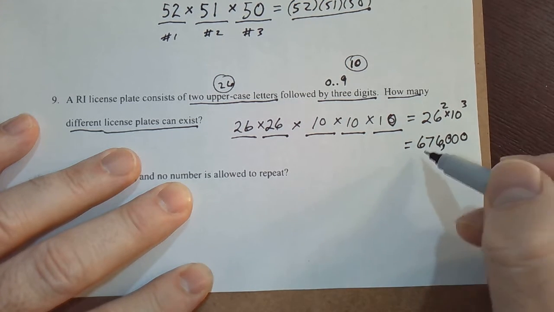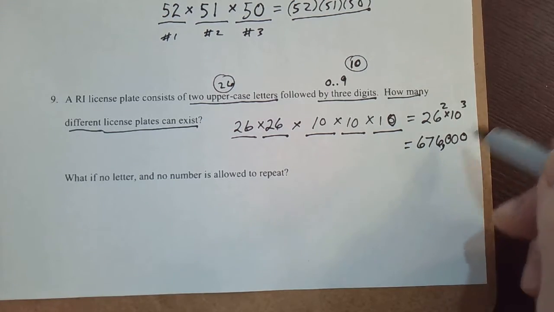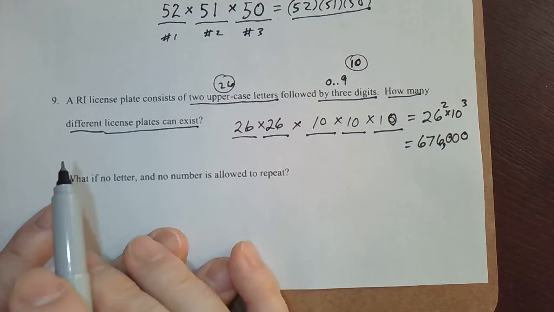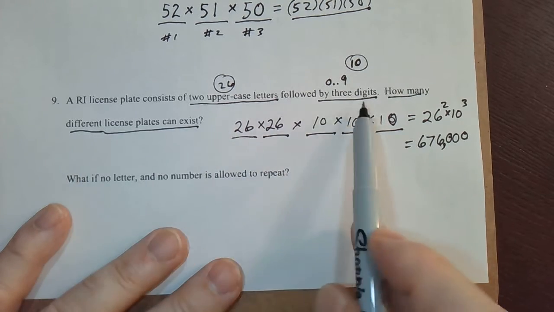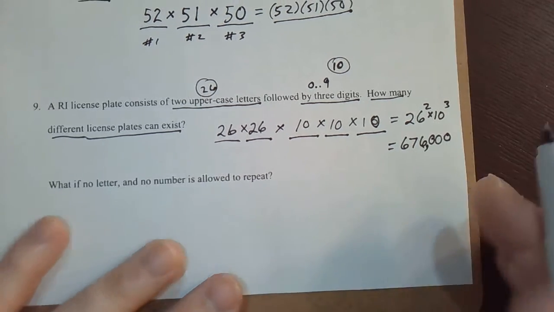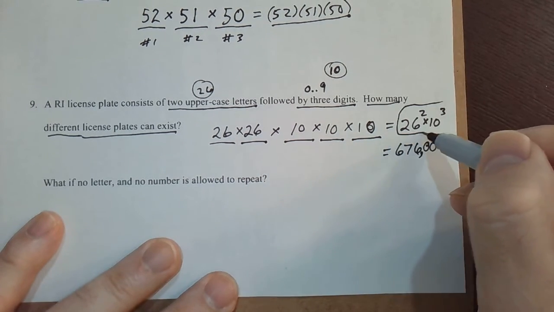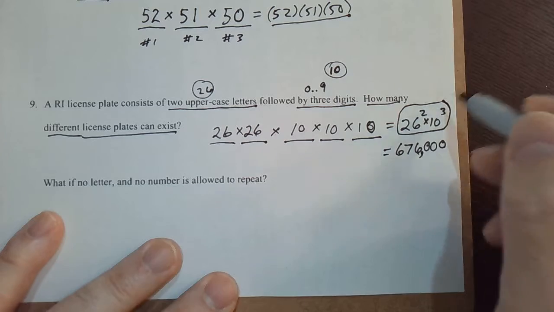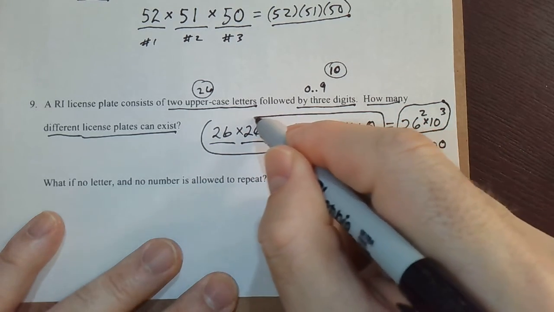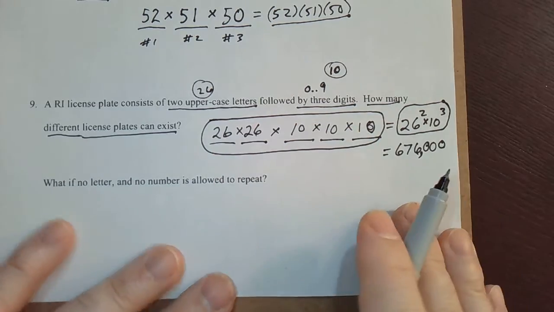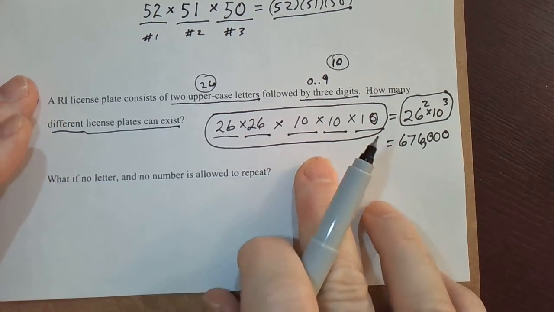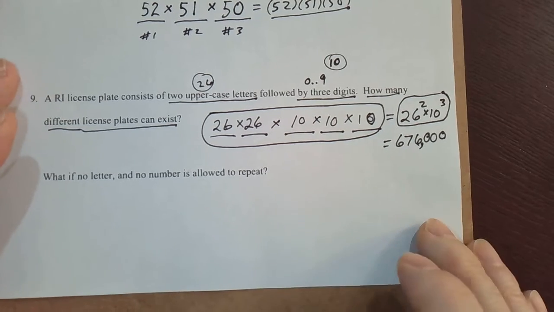So 676,000 license plates could be used in this format in the state of Rhode Island, or in any state that uses this form, 2 uppercase letters followed by 3 digits. Once again, this is a perfectly good way to leave the answer on an exam, or even this. Sometimes you will have to plug it into the calculator, especially if I ask you to do it, because maybe we'll do something else with that number.